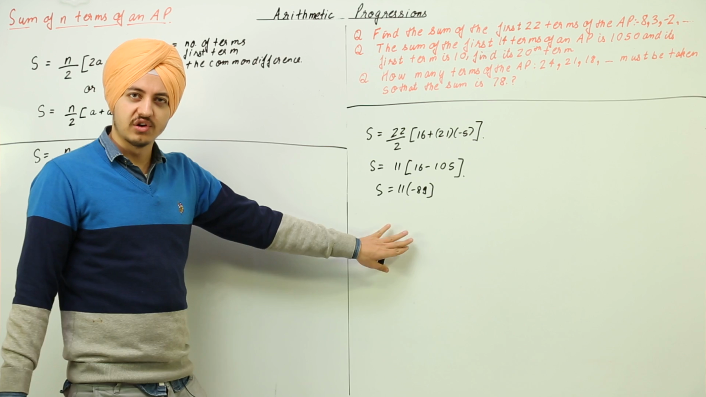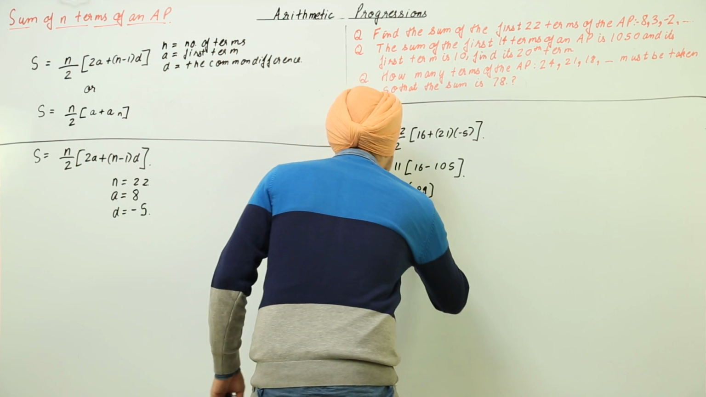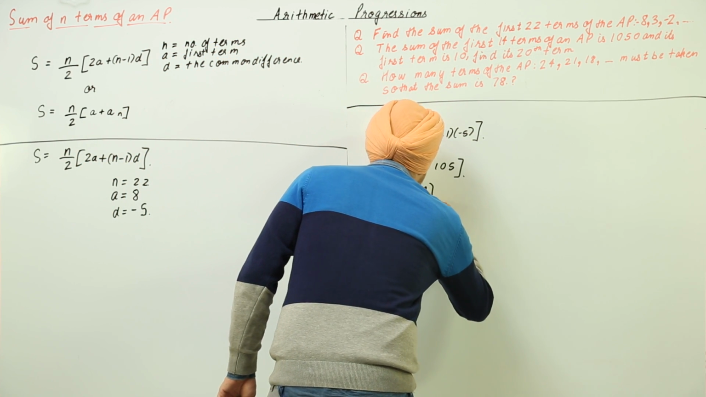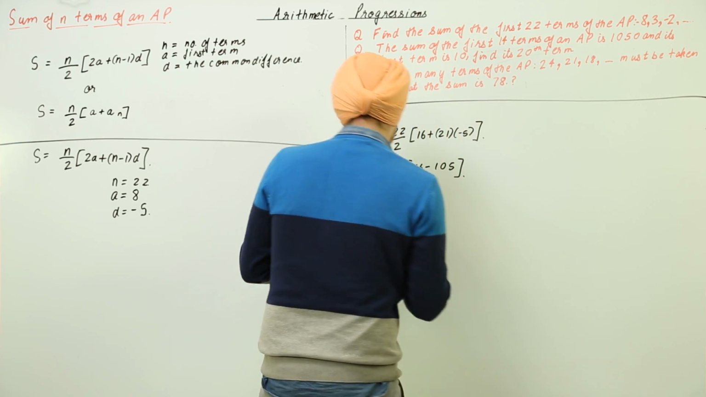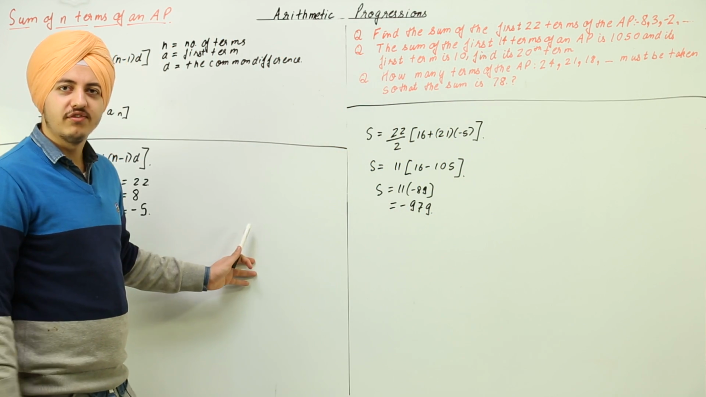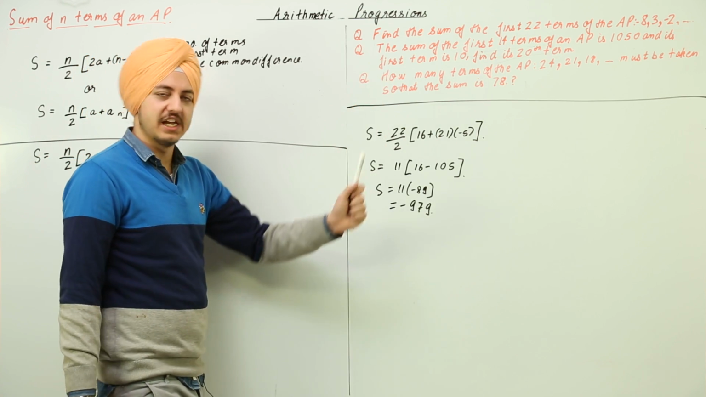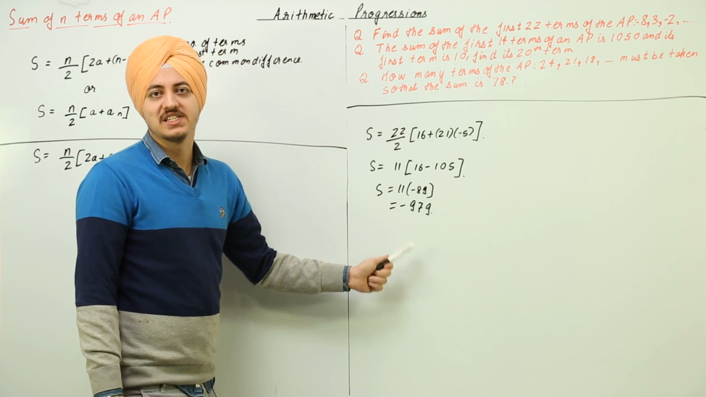Now again, I have already done the calculations for this, though they are not very difficult. This is equal to minus 979. So the sum of the first 22 terms of this AP would be minus 979.